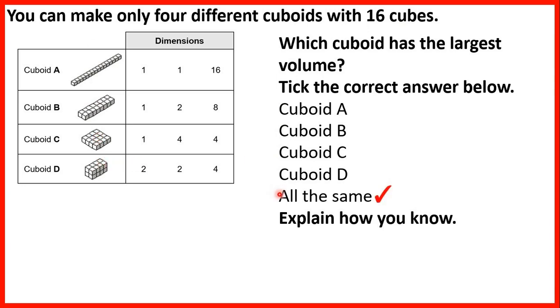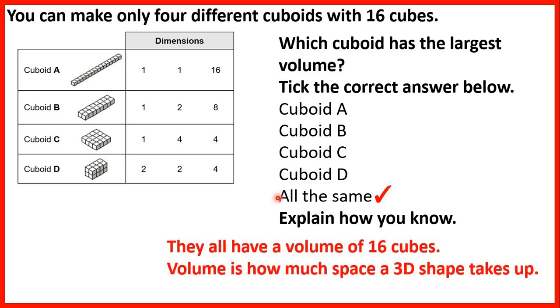So that means that they all have the same volume. We know that because they all have a volume of 16 cubes. Volume is how much space a 3D shape takes up, and all of these cuboids take up the same amount of space because they're all made using 16 cubes.